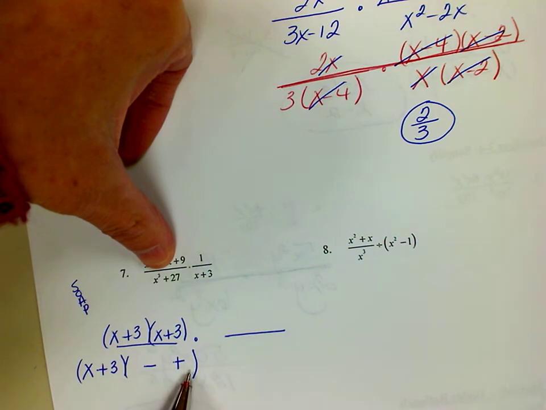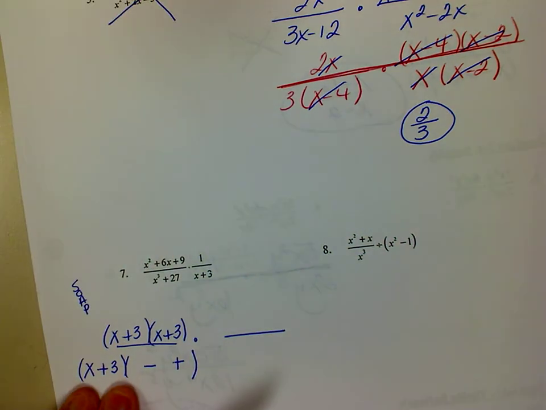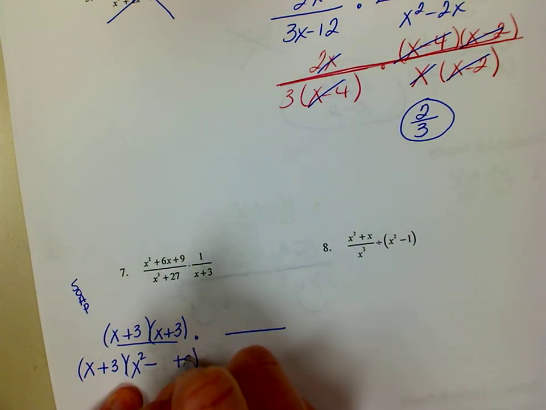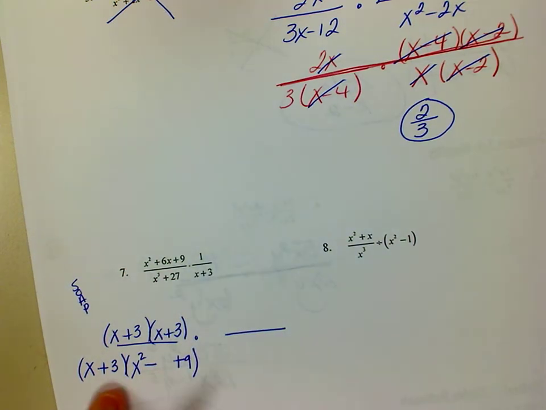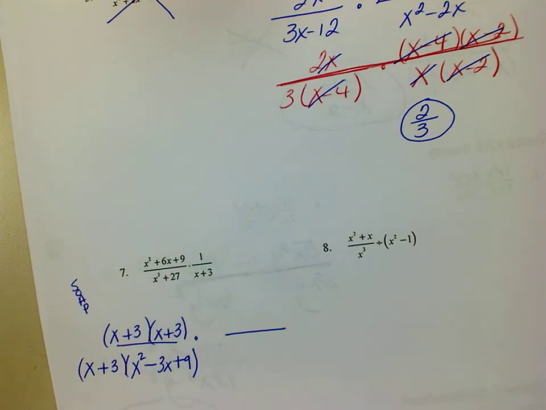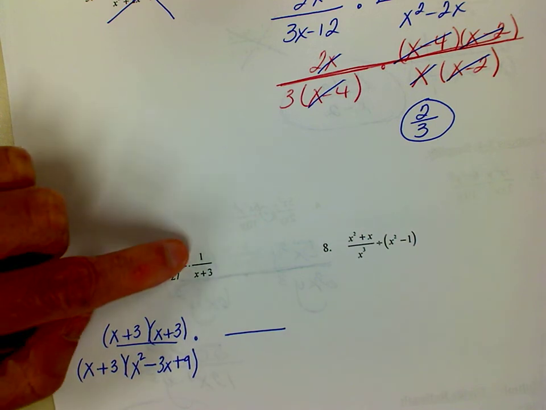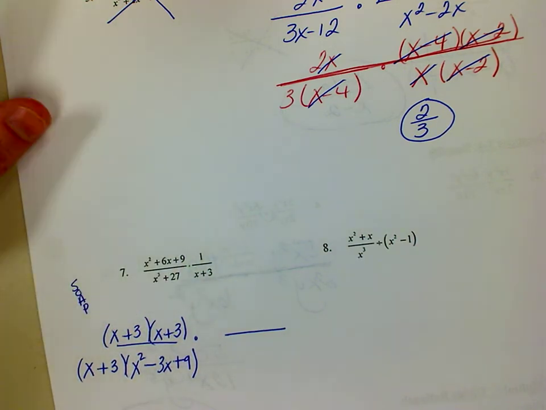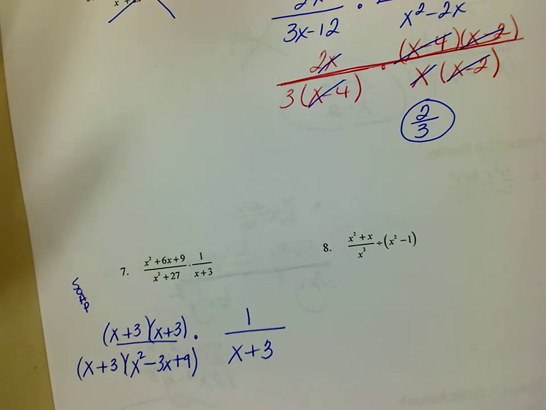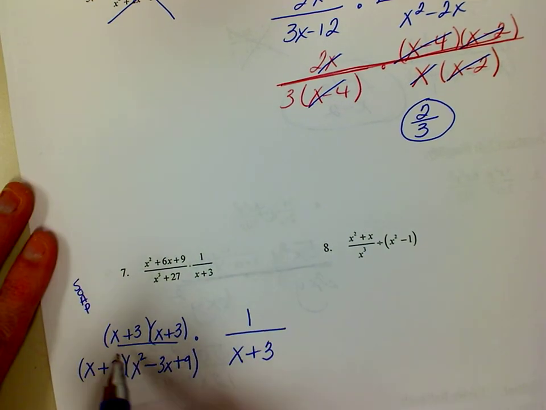And then to get the rest, I square these two terms and put them on the end. So x squared and then 9. And then to get the middle, I multiply these two together to get 3x. And then this fraction cannot be factored, so I'm just going to leave it how it is. Okay, and then when you multiply, you make this one big fraction.